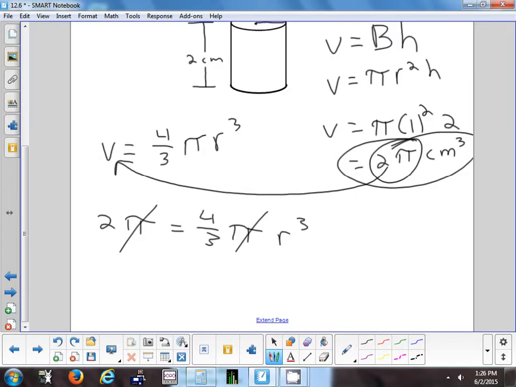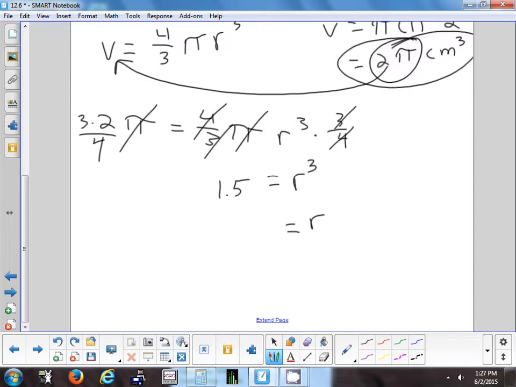What can I cancel from each side? Yeah, you can divide each side by pi. That's gone. So it would have been a waste of time to multiply it out because it's just going to cancel. Next thing I want to do, let's get the 4/3 on the left side. Okay, how do you move the 4 and the 3 at the same time? What can you do? Reciprocal. And what do you do with the reciprocal? Good, multiply by 3/4.